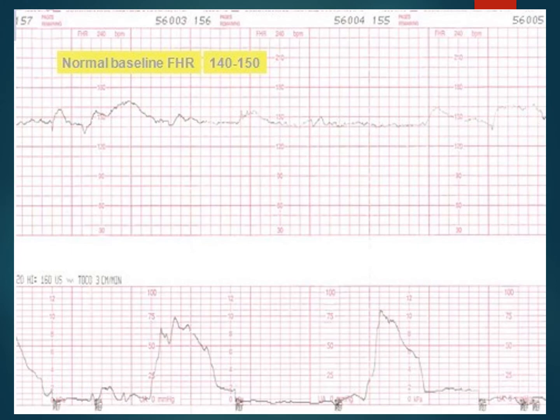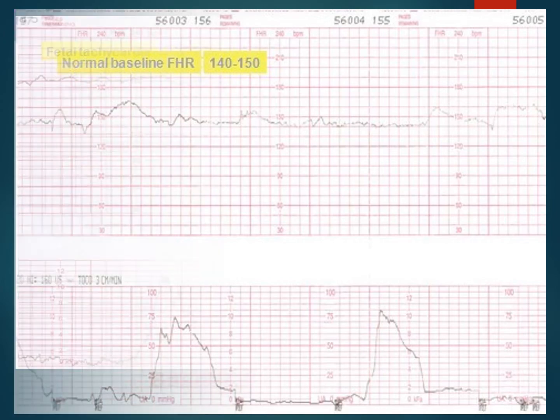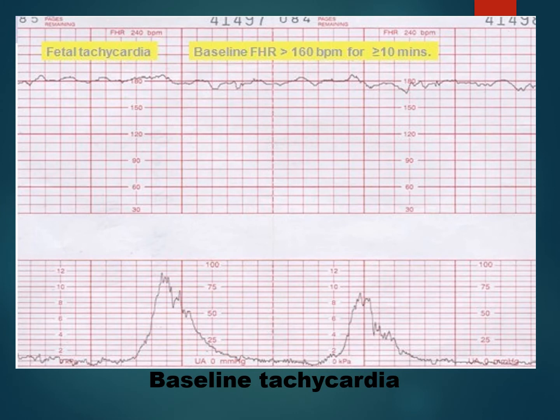This is a normal baseline, which is about 150, with uterine activity, as you can see. This is a fetal tachycardia with poor variability.